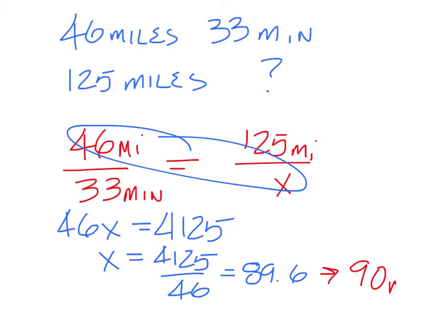90 minutes is how long? An hour and a half. So it's 1 hour and 30 minutes. Or you divide it out and you'd have 30 minutes left over. So it's an hour and 30 minutes.